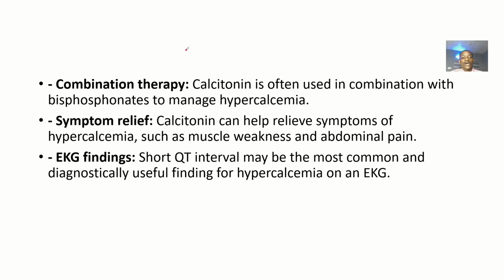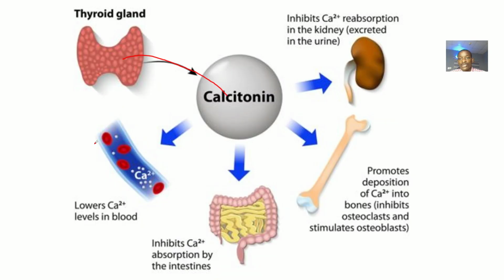Combined therapy: calcitonin is often used in combination with a biphosphonate to manage hypercalcemia. Symptom relief: calcitonin can help relieve symptoms of hypercalcemia, such as muscle weakness and abdominal pain and all the stuff. The main thing is basically this image.